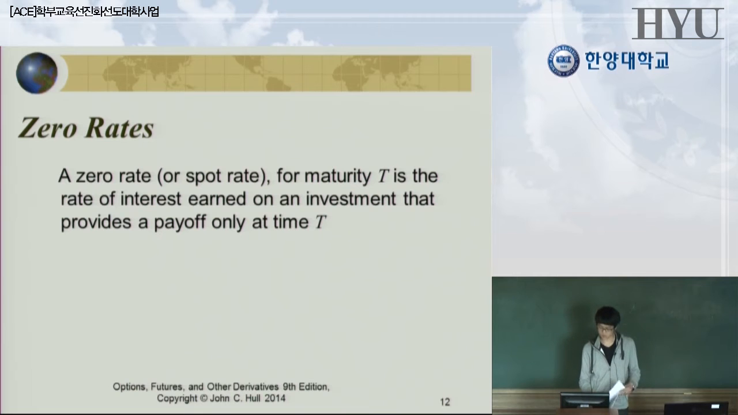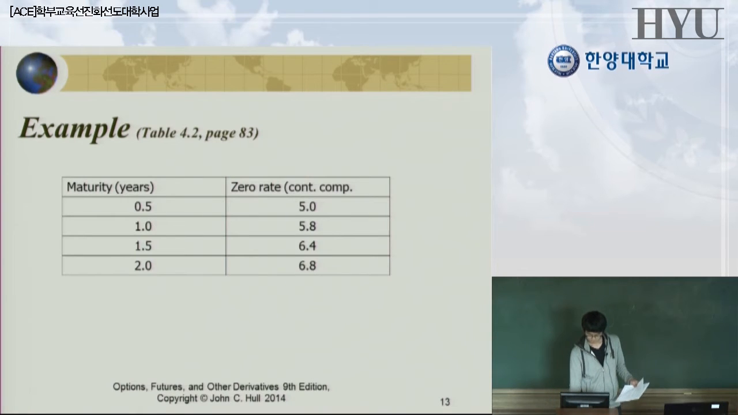And zero rates. The zero rate for maturity T is the rate of interest earned on an investment that provides a payoff only at time T. So it means that there are no cash flows before the maturity, and all cash flows are realized at the maturity. This table shows that depending on the maturity, the zero rate changes like this.